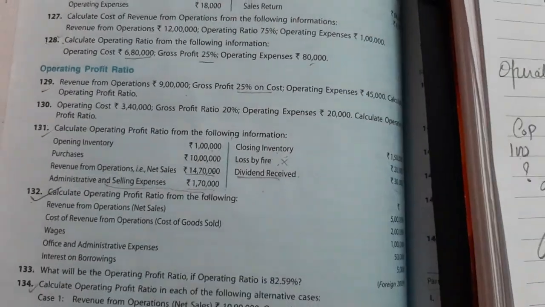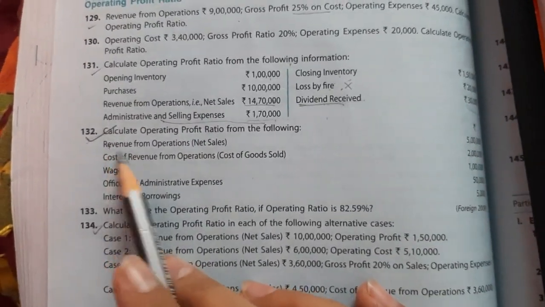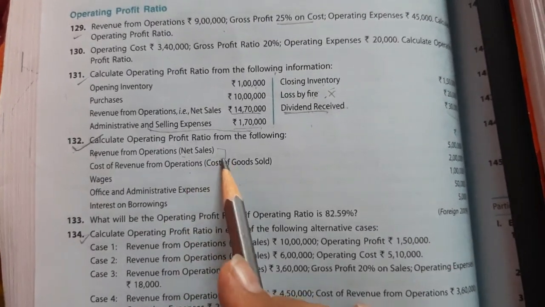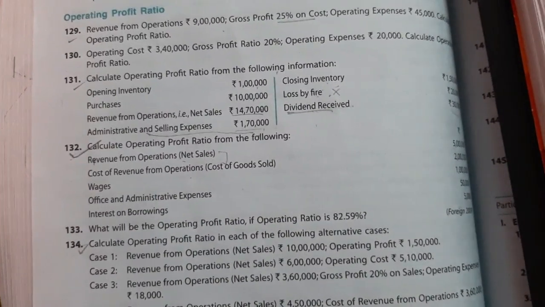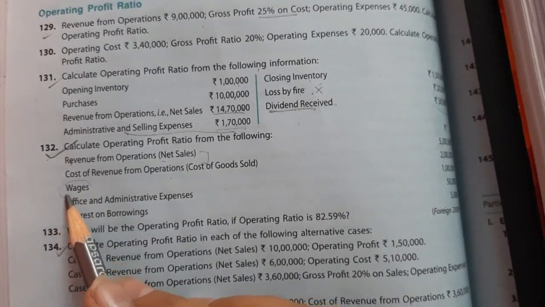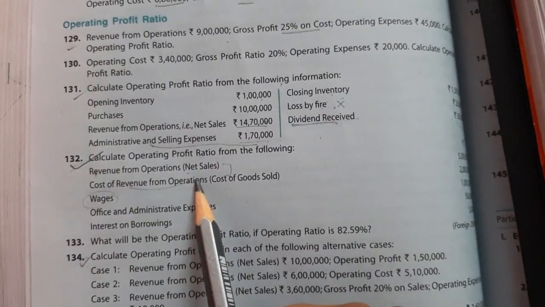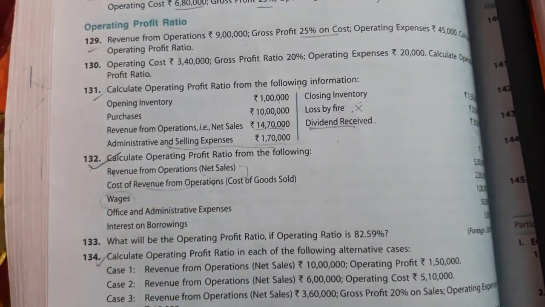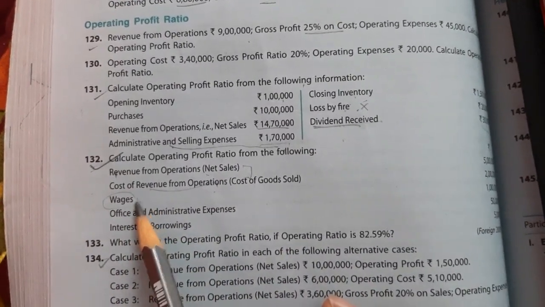Now similarly, you have the next question, that is question number 132. Here also see, revenue from operation is given, cost of revenue from operation is given. So from the difference of this, you can get gross profit easily. And then for operating profit, you have to deduct other operating expenses. See, wages you are not supposed to deduct, because wages is already included in cost of revenue from operation, because cost of revenue from operation also includes purchase expenses, and wages is a purchase expense.